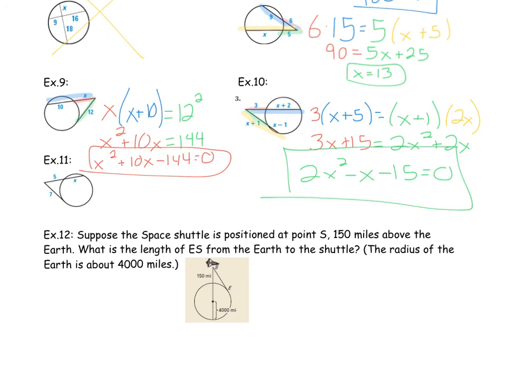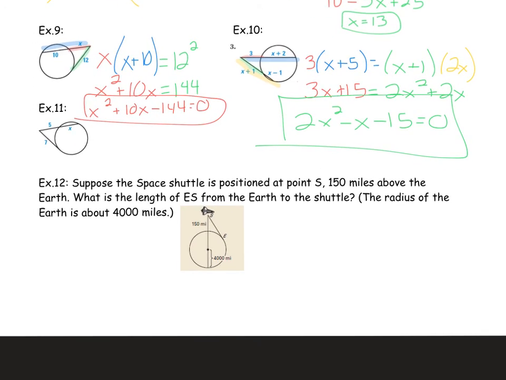Example 12, I'm going to walk you through together. Again, if you wanted to stop the video, you could. Just a little application here. So suppose the space shuttle is positioned at point S, which is 150 miles above the Earth. What is the length of ES, which is the distance from the Earth to the shuttle? The radius of the Earth is about 4,000 miles. So we're trying to figure out this distance right here.